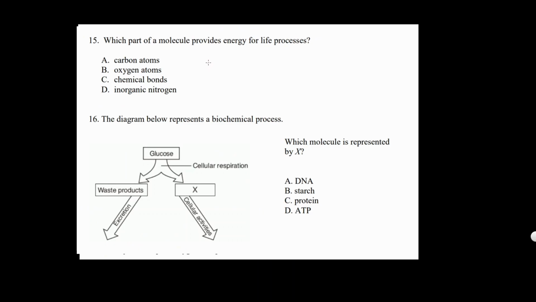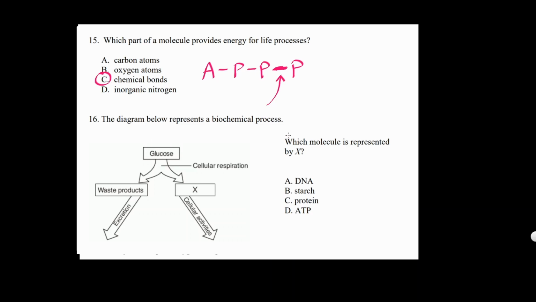15. Which part of a molecule provides energy for life processes? So in order for all the reactions to happen, endergonic reactions where they need ATP as a source of energy, that energy comes from chemical bonds. Watch this. Adenosine triphosphate, ATP. A lot of energy is stored here, especially here. Okay, there is some energy here too, but most of the energy comes from here. That's what they're talking about here, chemical bond.